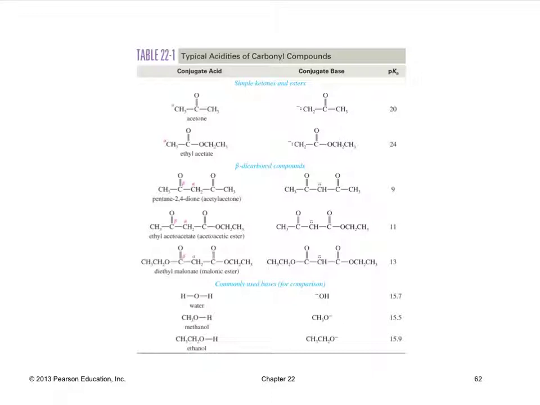In your book, Table 22-1 gives you all the conjugate acids and bases and shows you that having a diketone moiety really makes it more acidic than just a single one, which is important. And then it shows you what the relative pKa's are for water, methanol, and ethanol.